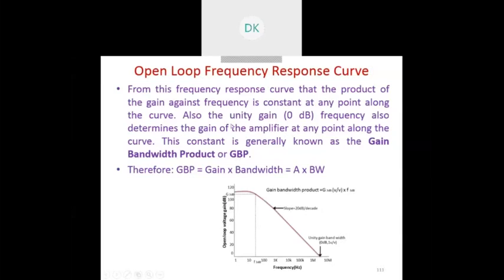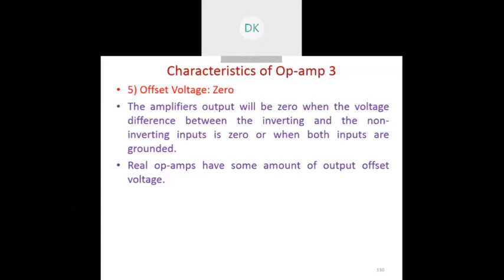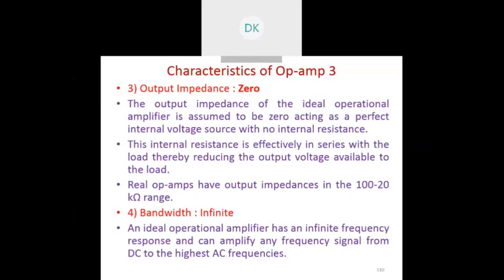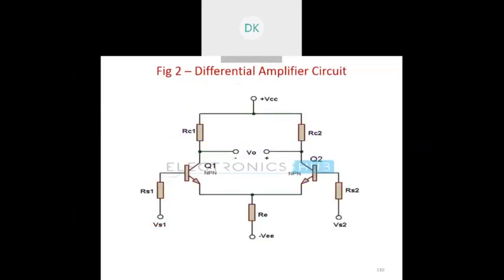You can see the open loop frequency response curve of an op-amp. This line is called the gain bandwidth product. Gain bandwidth product is nothing but the product of gain and bandwidth. It determines the gain of the amplifier at any point along the curve. This frequency response is called the open loop frequency response curve for an op-amp.